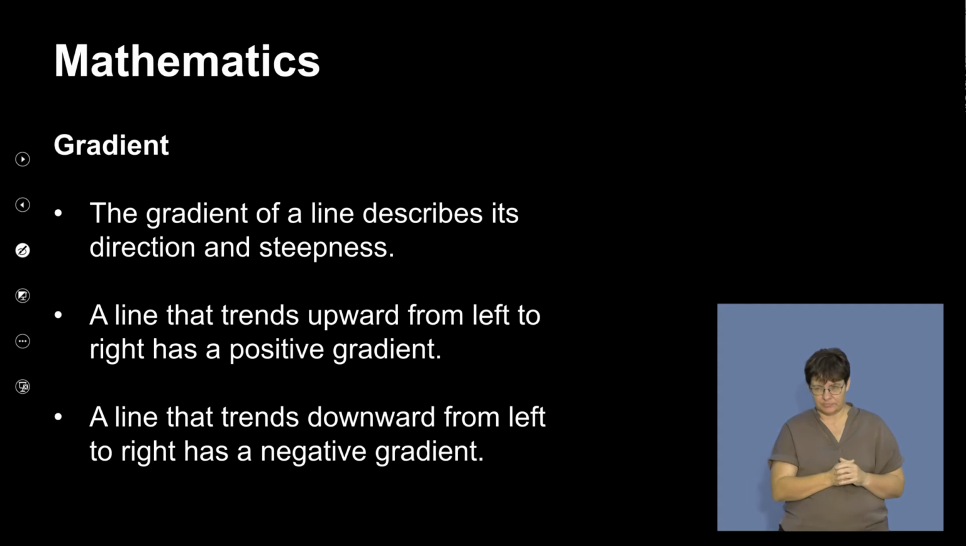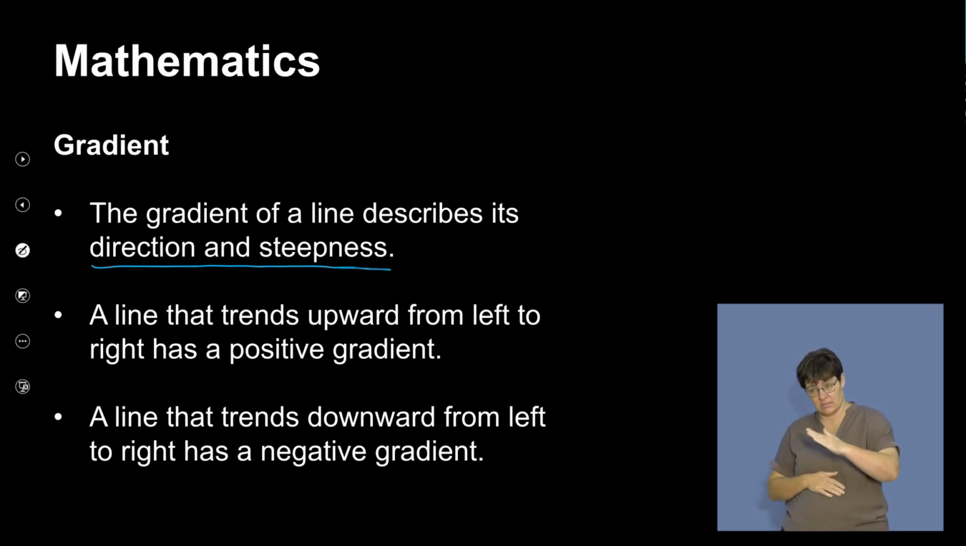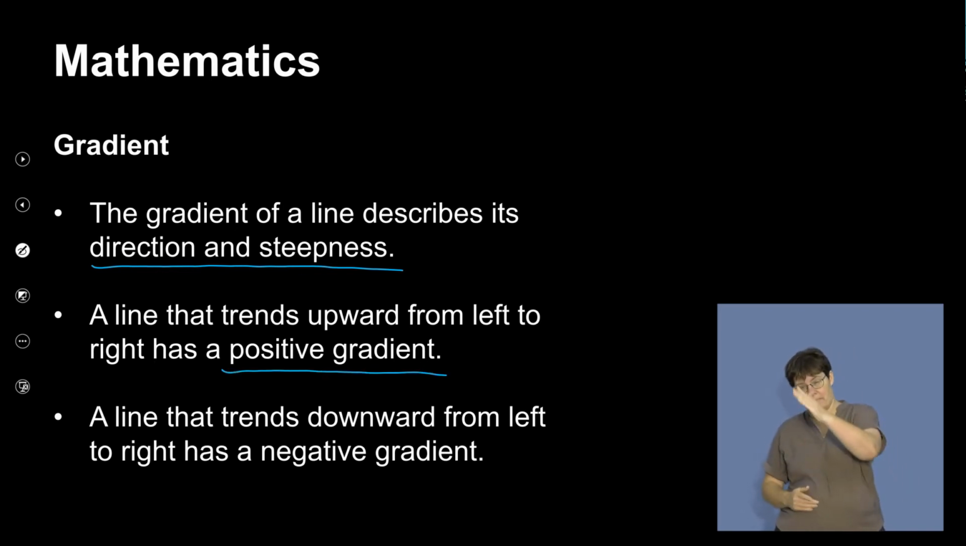Now we need to understand what this graph is made up of, right? This is made up of a gradient, a y-intercept, and an x-intercept. But firstly, the gradient is the direction and the steepness of the line. So if a gradient is positive, what direction does it go in? If it's a big number like 10, how steep is it? That's what we are talking about. This is also a line that trends upward from left to right, which means it has a positive gradient, which is what I just explained, right?